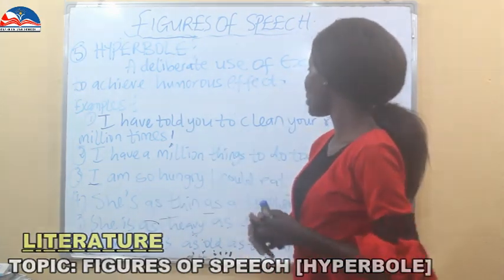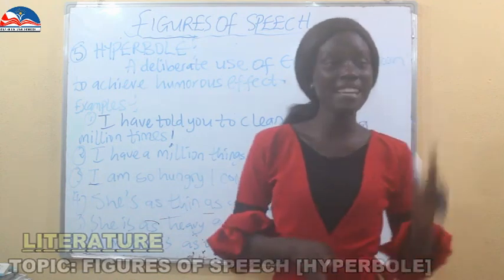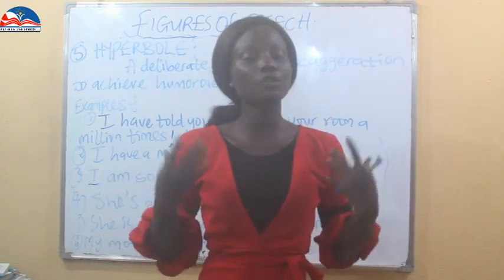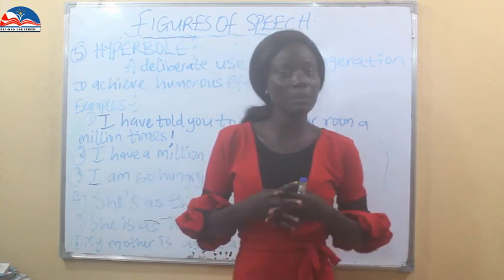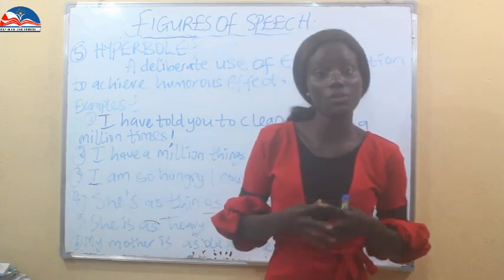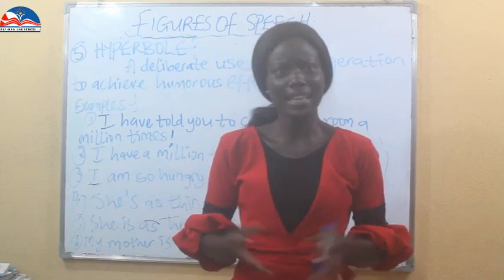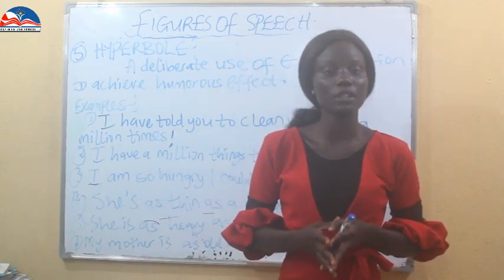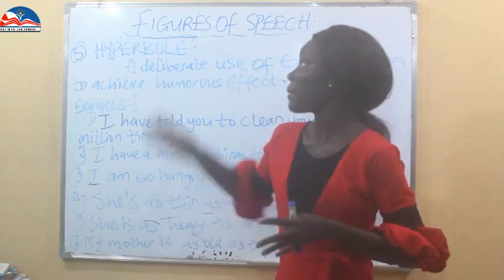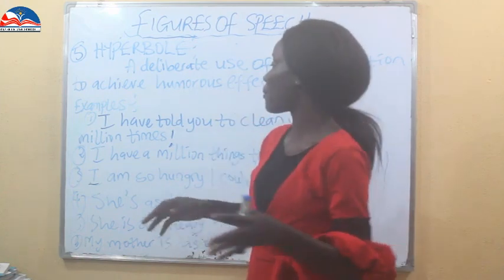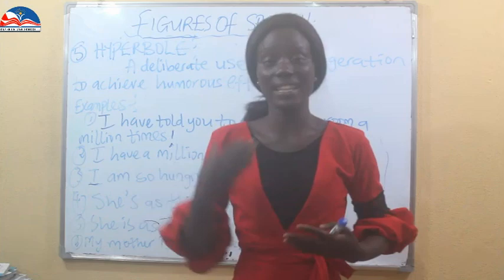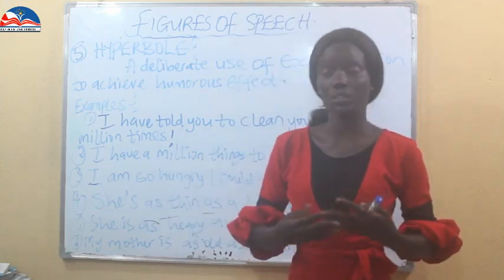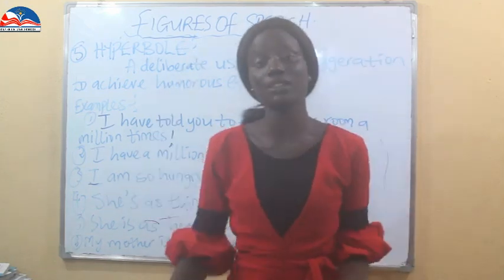I have told you to clean your room 1,000,000 times. How is it possible for you to tell someone to clean his or her room 1,000,000 times? Then we make use of the figure of speech, hyperbole. So now hyperbole has to do with exaggeration. You are exaggerating in your words. I have told you to clean your room 1,000,000 times.